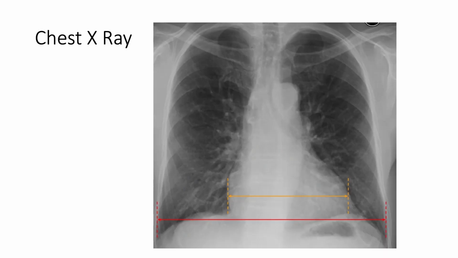Okay, so this is his chest X-ray. The cardiothoracic ratio is slightly increased, more than 0.5.